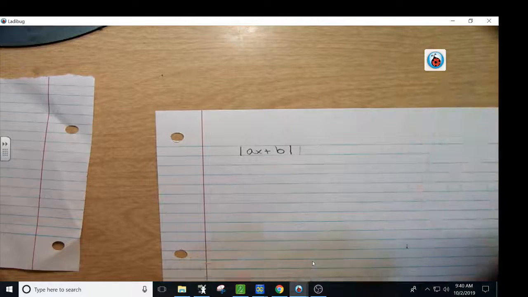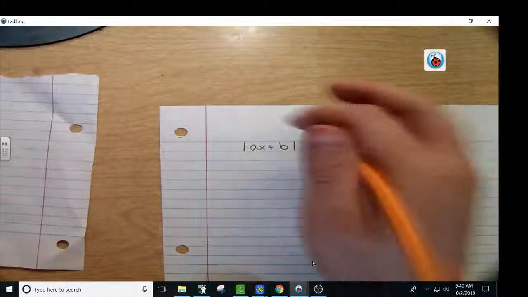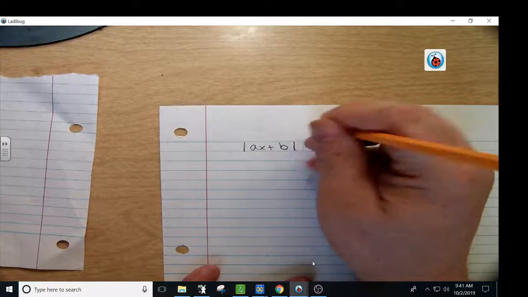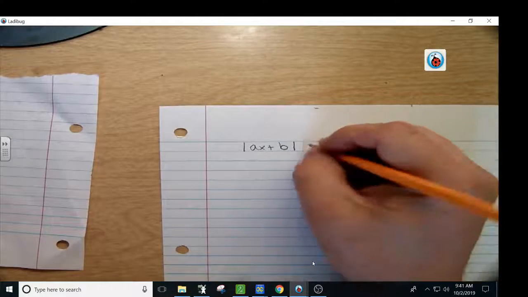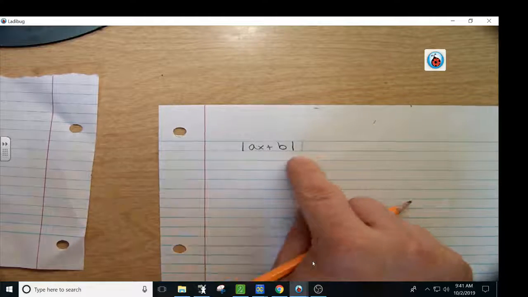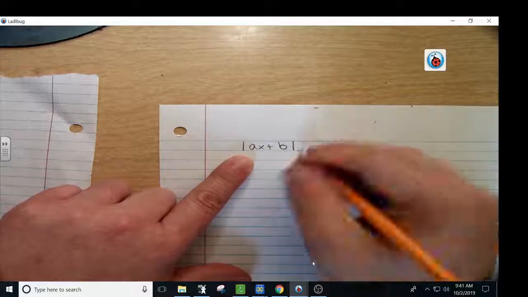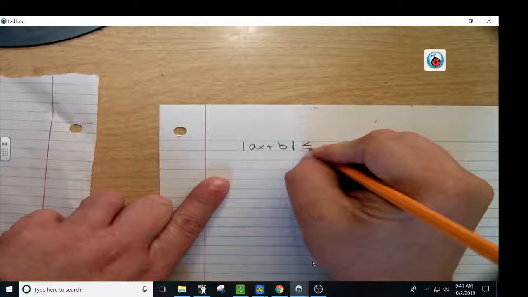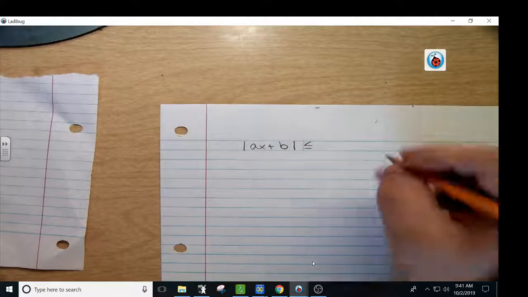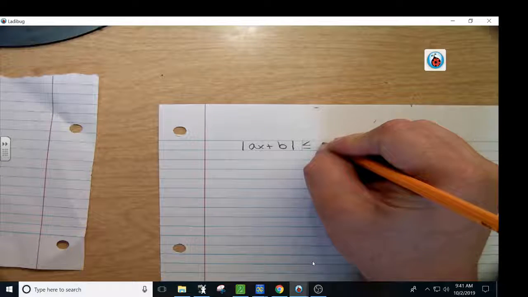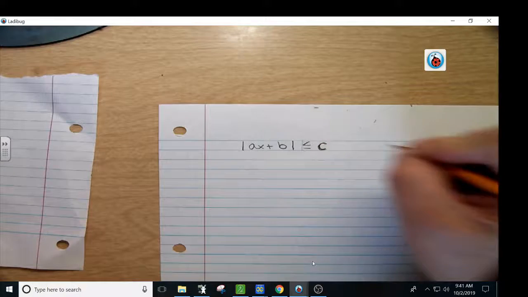All right. Now, guys, what you're looking for is when you have your absolute value alone, and you have less than or equal to. We're going to call this C. This is a number.